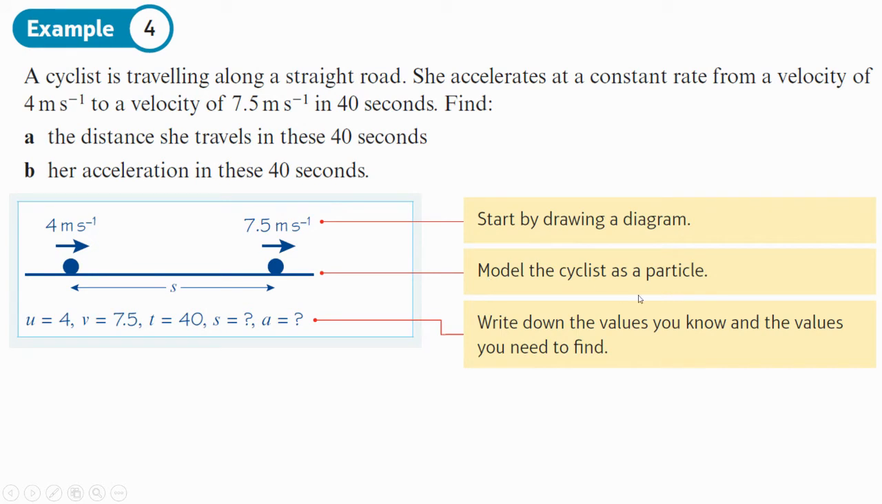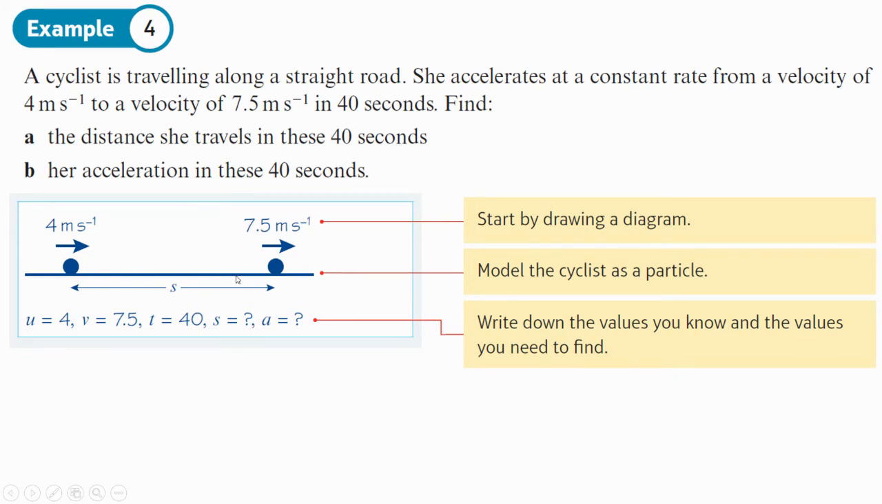It says to model the cyclist as a particle. Don't spend a lot of time drawing out a bike. It might make the diagram more realistic, but it's not really going to help, and it's just going to take more time. So like I said, put in what units you know and what you don't know. It's also important to double check all the units work. It's best to work in SI units, and most things will be in SI units: meters per second, seconds, distance in meters, acceleration in meters per second squared. So once we've got the diagram, we can have a look.